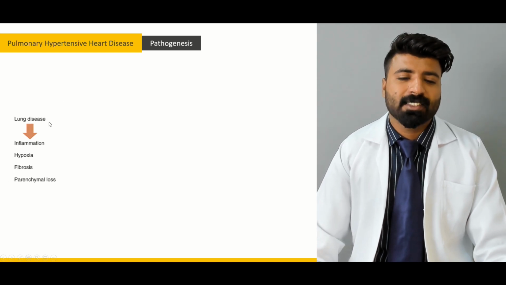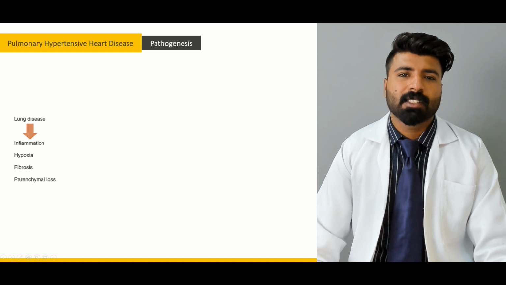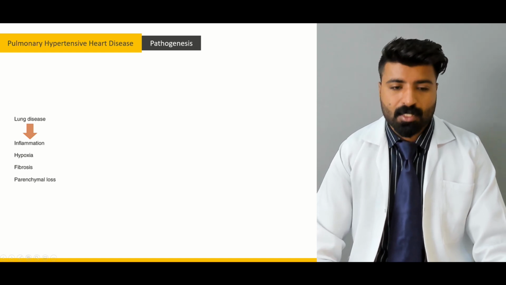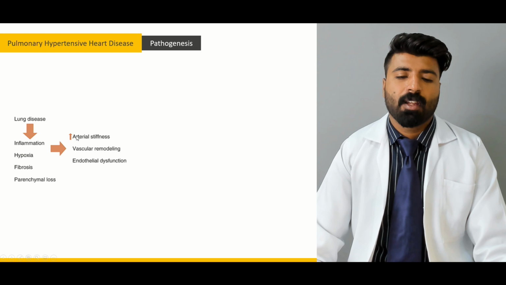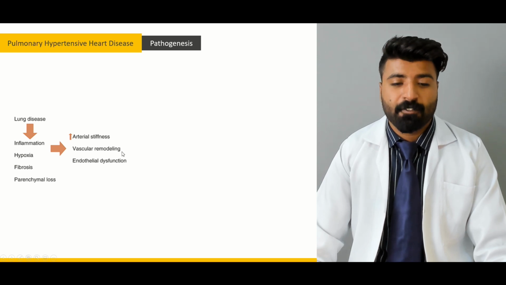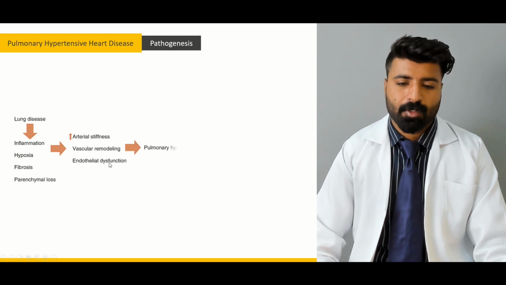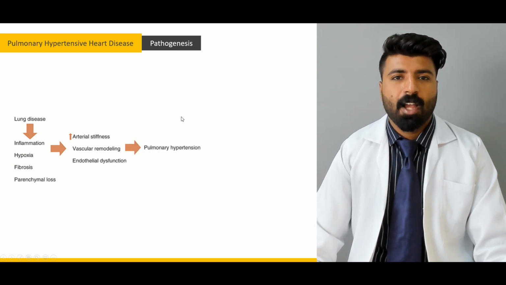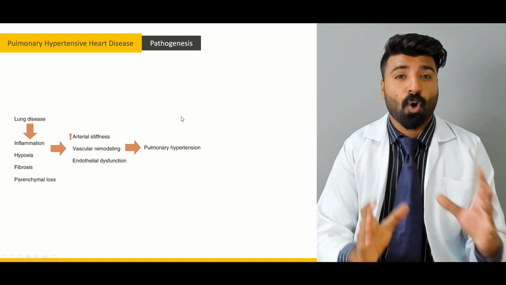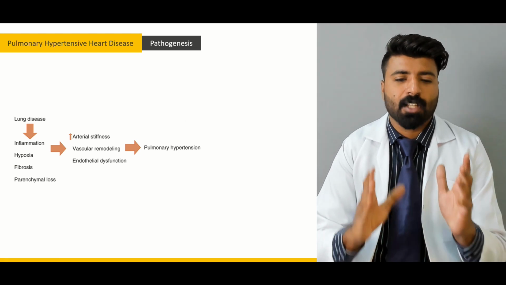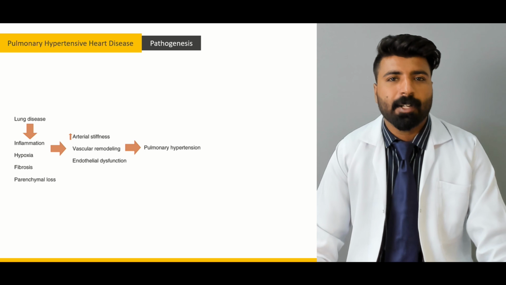Next, we have pulmonary hypertensive heart disease pathogenesis. Lung diseases lead to inflammation, hypoxia, fibrosis, and parenchymal loss. All of these increase arterial stiffness, vascular remodeling, and endothelial dysfunction. This will lead to pulmonary hypertension. We have studied thoroughly how all of these factors lead to pulmonary hypertension.